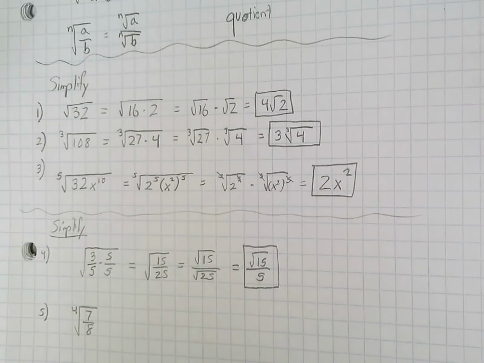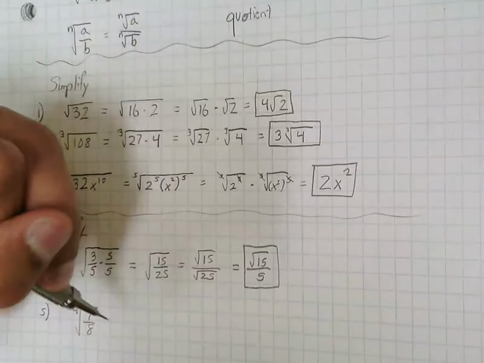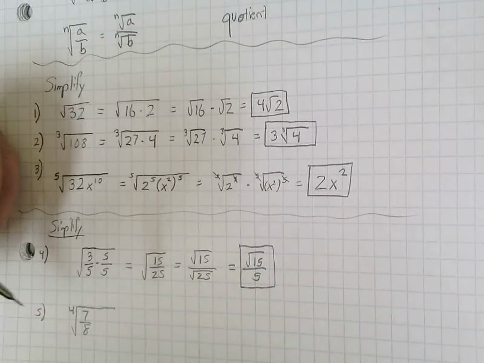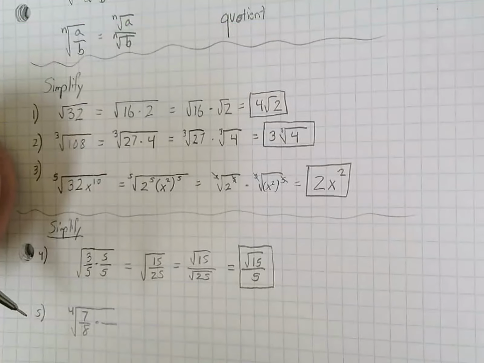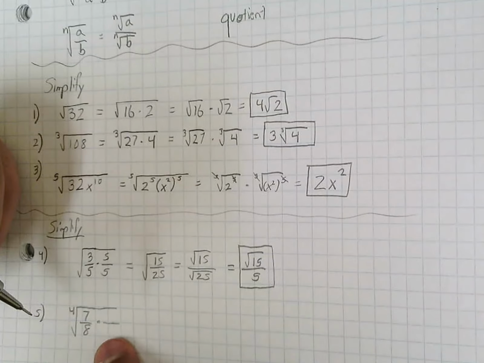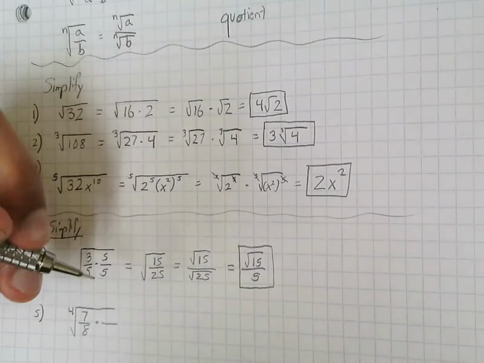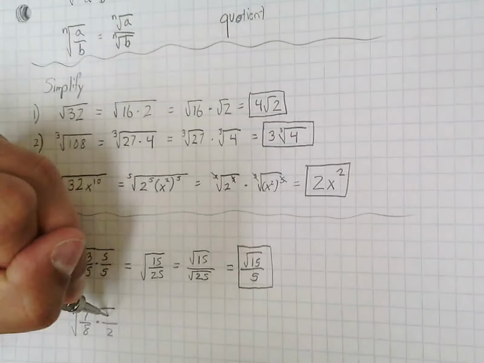Alright, we still have the same problem. We don't like having fractions underneath a radical. So I need to create not a perfect square in the denominator, but a perfect 4th. So I need to think, 8 times what is going to give me a perfect, not perfect square, but a perfect 4th? Well, 16 would do that. So I'm going to multiply by 2 over 2, and you'll see in a minute why this works.